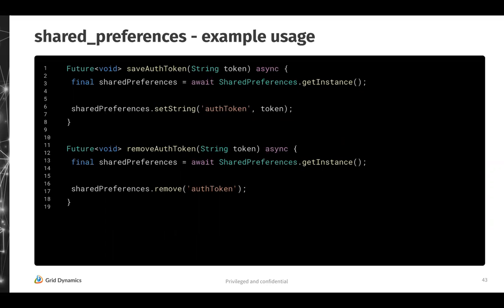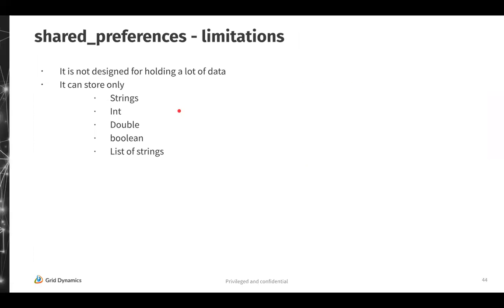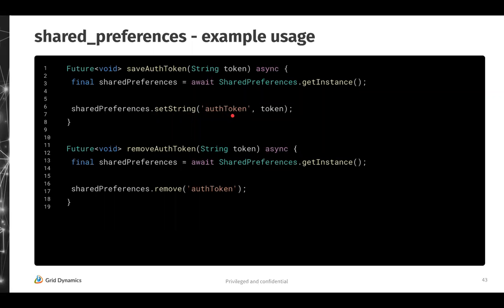You can only set some arbitrary value to some key, as you can see here, where I'm putting some authentication token into an auth token. And at the same time, you can remove some value by some key just to clear up your storage. Even though this API looks simpler, anyway, the storage is asynchronous. As you can see here, we have to do some await stuff in order to get our shared preferences instance.